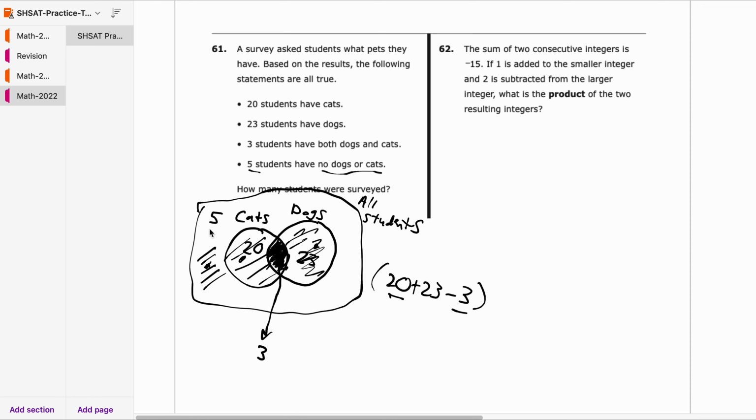And then the 5 people that don't have cats or dogs, you have to add that to the expression too to find the total number of students that were surveyed. So that would be, let's see, 43 minus 3 is 40, plus 5 is equal to 45. So more generally, let's scroll down.